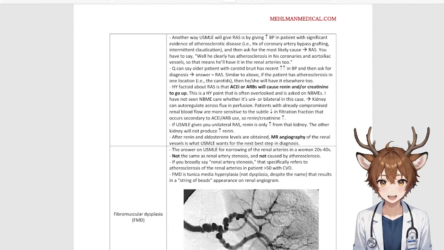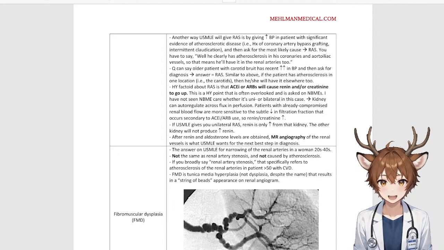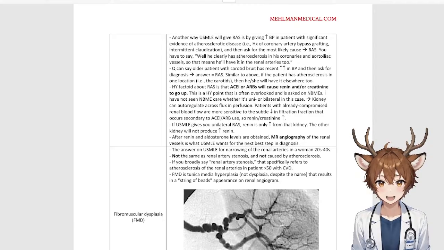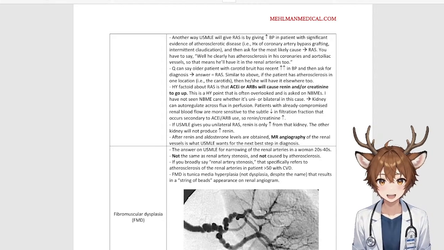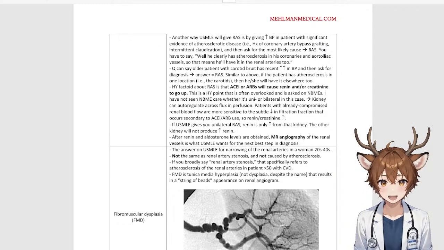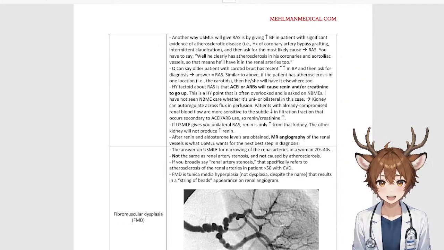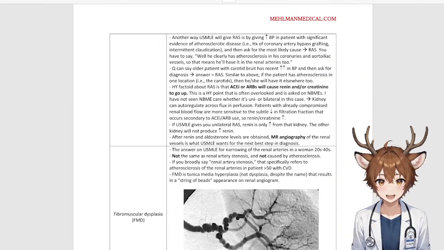Another way USMLE will give renal artery stenosis is by giving an elevated blood pressure in a patient with significant evidence of atherosclerotic disease, for example, a history of coronary artery bypass grafting or intermittent claudication, and then ask you for the most likely cause, which would be renal artery stenosis. You have to say, well, he clearly has atherosclerosis in his coronaries and aortoiliac vessels, so that means he will have it in the renal arteries too.